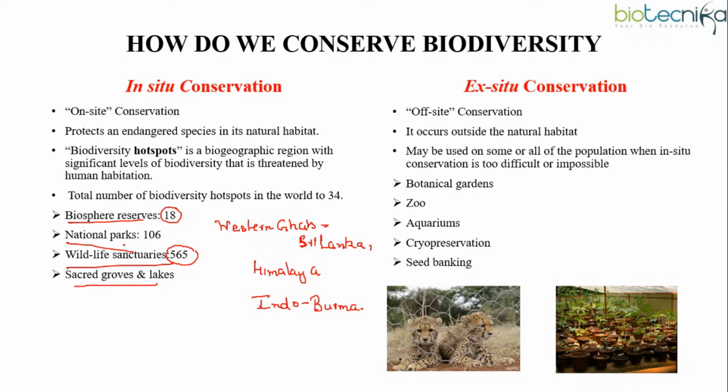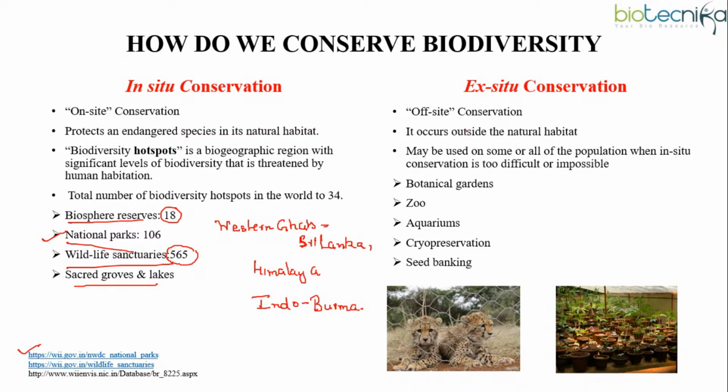Examples of national parks. The very first national park, which was established in 1936, is Jim Corbett National Park, Uttarakhand. Then we have Hemis National Park, Ladakh, Keoladeo National Park, Rajasthan. To know more about national parks, you can go through this link. Then we have the reserves as well: Nanda Devi Biosphere Reserve, Nokrek Biosphere Reserve, Pachmarhi Biosphere Reserve.